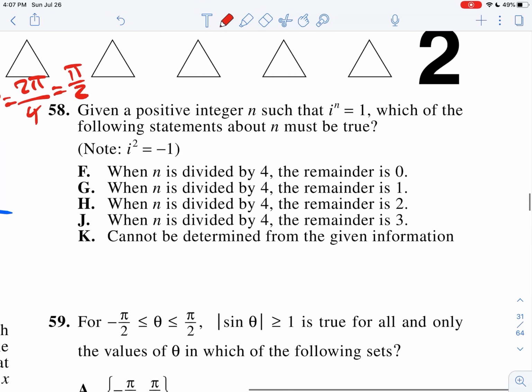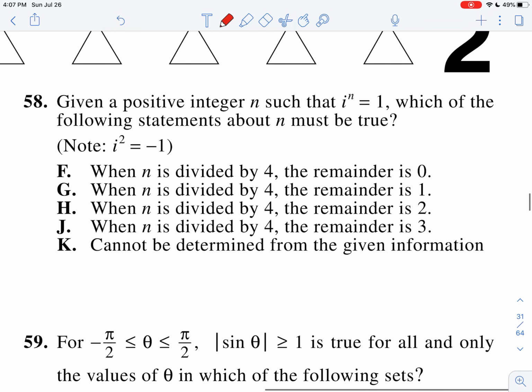3 problems left. All right. So with this one, we have, which of the following statements about n must be true? So i to the n equals 1. Let's just go through a series. We already know that if I have a number x and I raise it to the power of 0, it's always going to be 1, regardless of what x is. x could be 2, 5, 1,000, doesn't matter. It's always going to equal 1. If you're not sure about that, review the properties of exponents. Okay, so we know that if n equals 0, this is true.